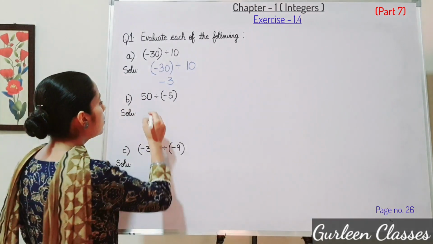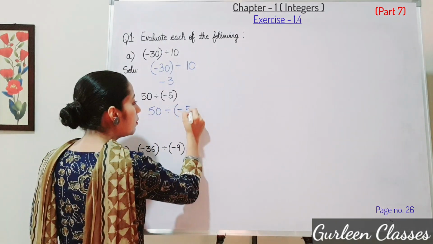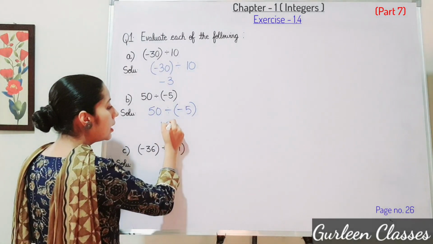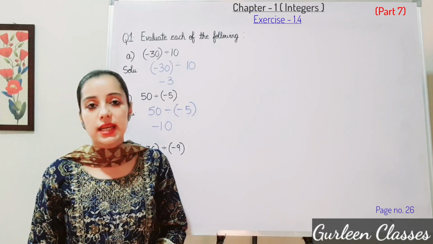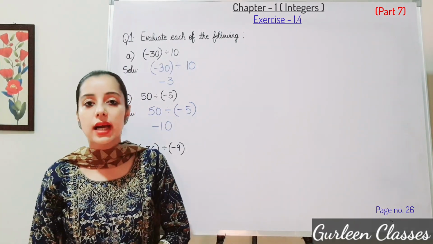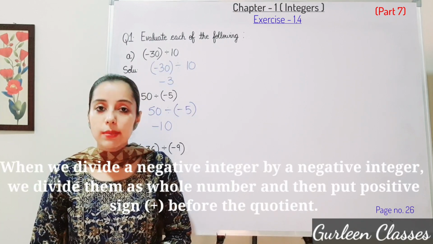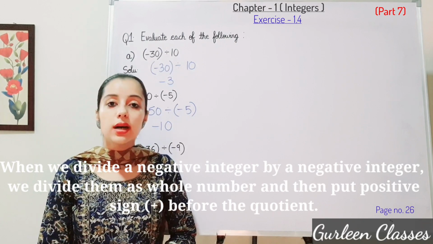So let us divide 50 divided by minus 5. Divide as whole numbers, 50 divided by 5, that is 10. And put a minus sign before the answer. Answer is minus 10. (c) Minus 36 divided by minus 9. When we divide a negative integer by a negative integer, we divide them as whole numbers. At last we put a plus sign before the answer.